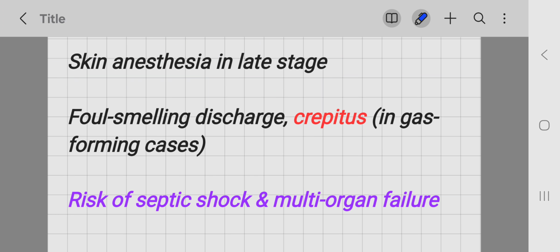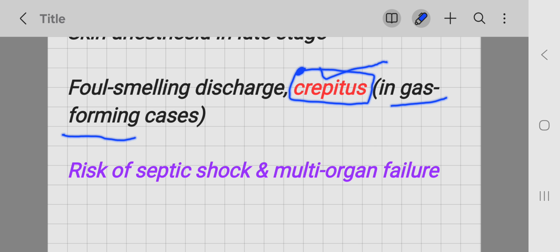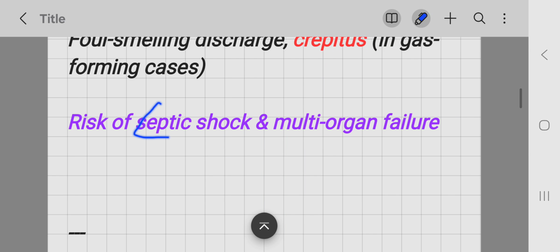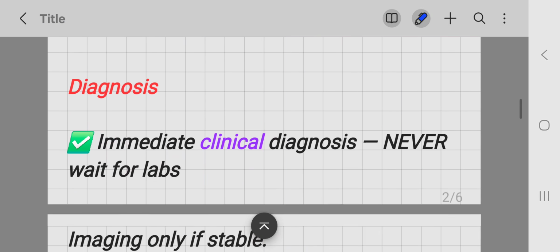Your skin becomes numb. When there is especially necrotizing fasciitis caused by Clostridium perfringens, then it has crepitus. That is, gas is formed under the soft tissue. There is risk of septic shock and multi-organ failure, as I have told you.